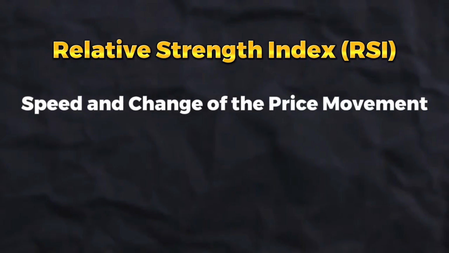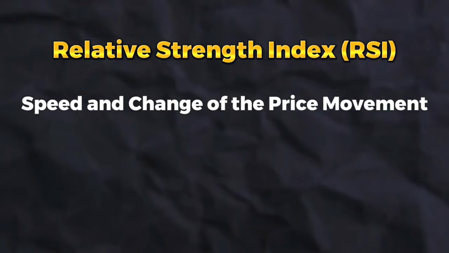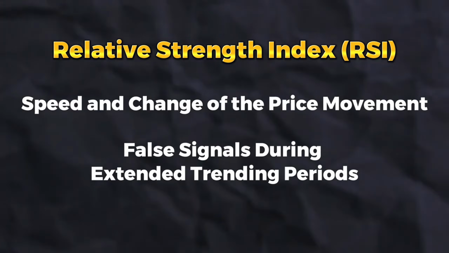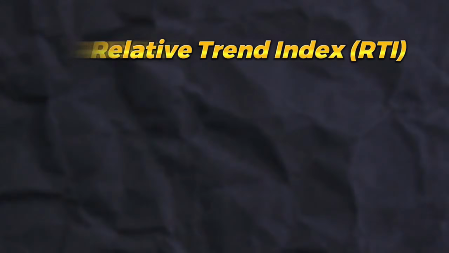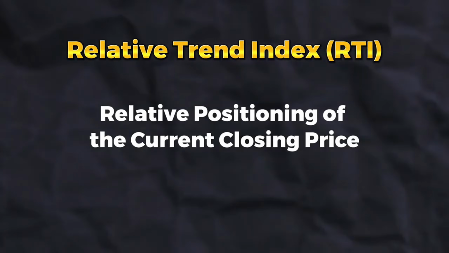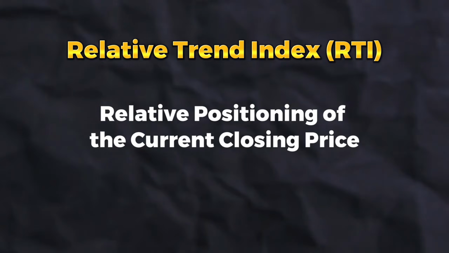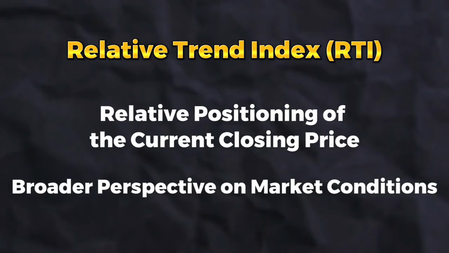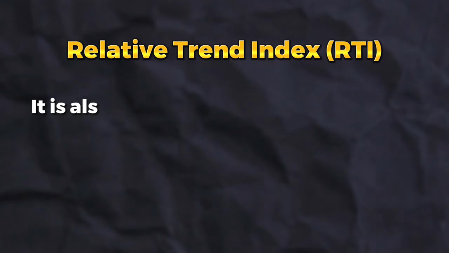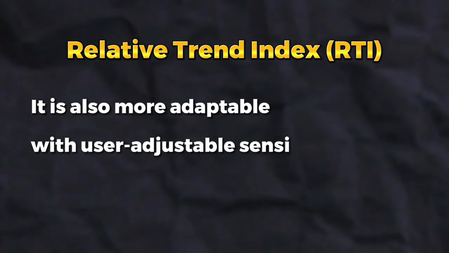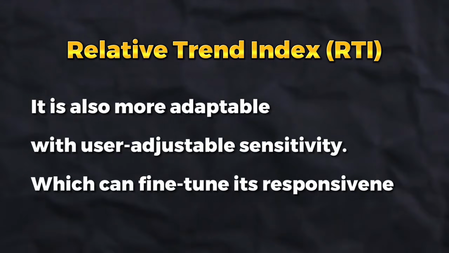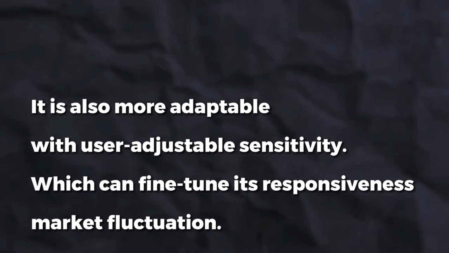RSI solely focuses on speed and change of the price movement, leading to potential false signals during extended trending periods. RTI incorporates the relative positioning of the current closing price within its recent range, which offers a broader perspective on market conditions. It is also more adaptable with user-adjustable sensitivity, which can fine-tune its responsiveness to market fluctuation.